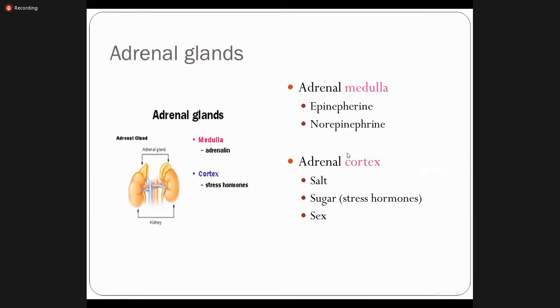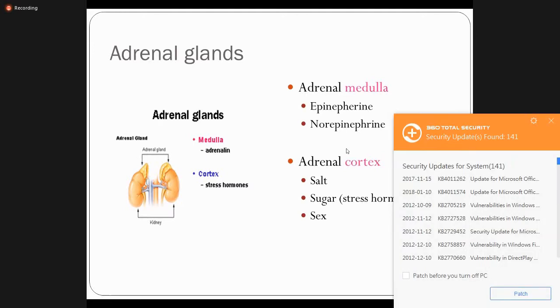adrenal glands. Adrenal glands have two parts: the adrenal cortex, the outer part, and the adrenal medulla. The adrenal medulla is responsible for releasing epinephrine and norepinephrine, also called emergency hormones, right? And it controls the sympathetic activity. But today we are going to focus on the adrenal cortex, right? The adrenal cortex secretions are responsible for controlling salt and water metabolic activity, right? And the sex hormones.